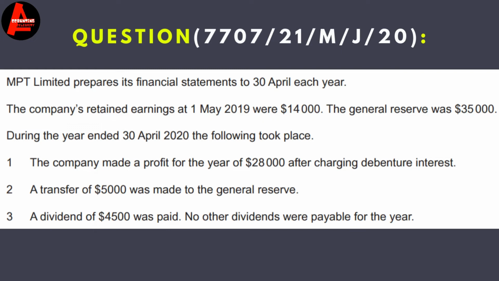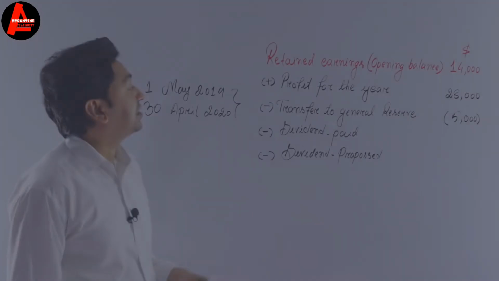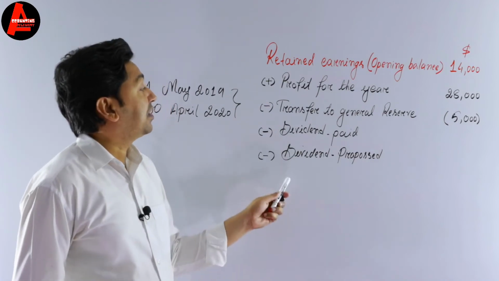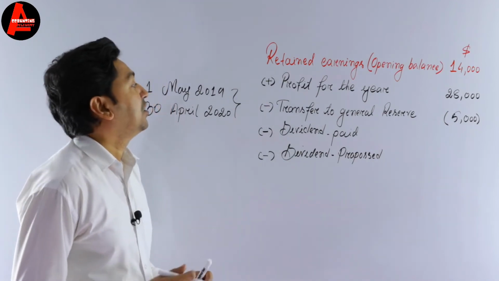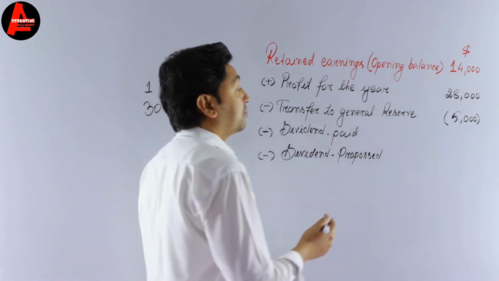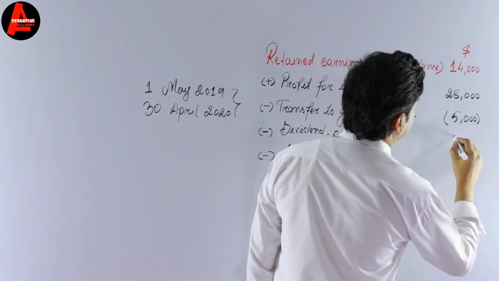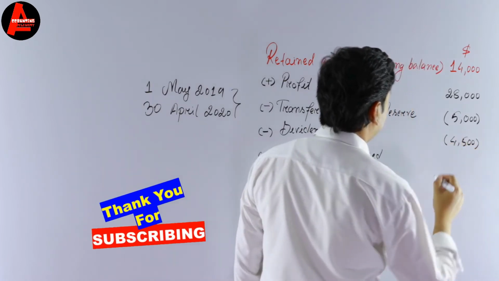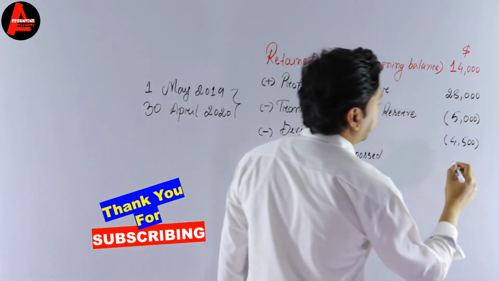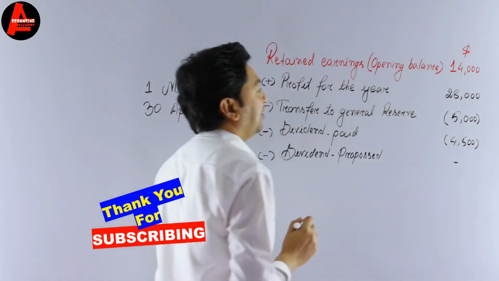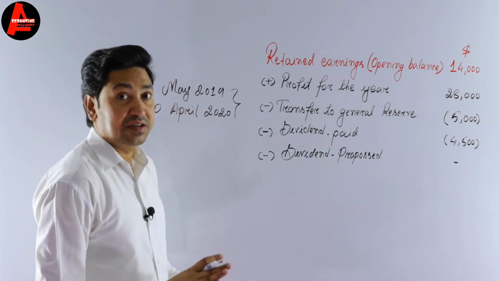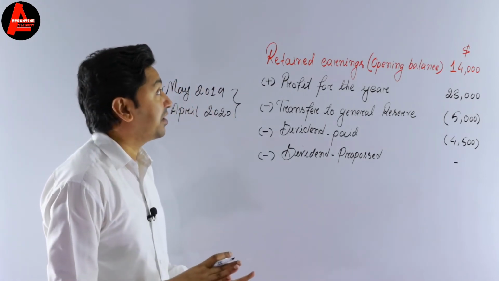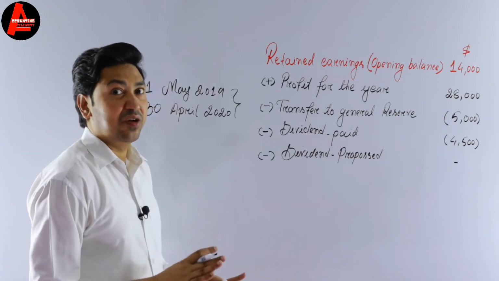Then what do you have in the question? Number three, a dividend of $4,500 was paid. Okay, no other dividends were payable for the year. That means here only dividend paid is given. There is no dividend proposed. Okay, so dividend paid is here $4,500. So we have to subtract this amount as well. Okay, and here there is no proposed dividend. Okay, so these are the items, these are the transactions you have here to calculate the retained profit closing balance.